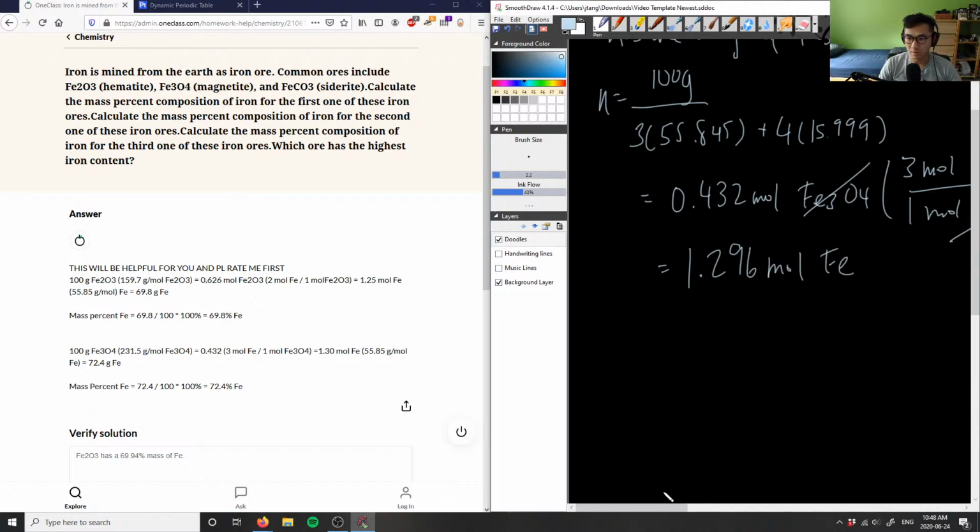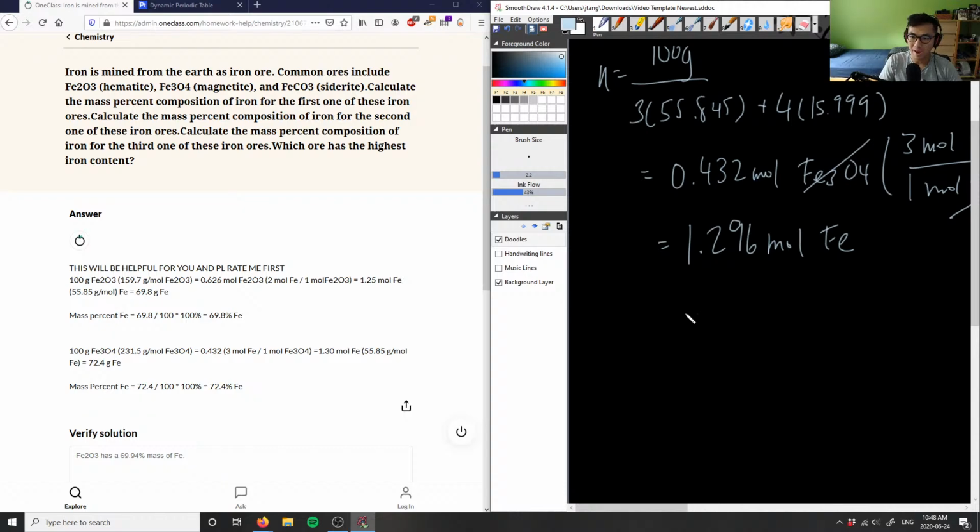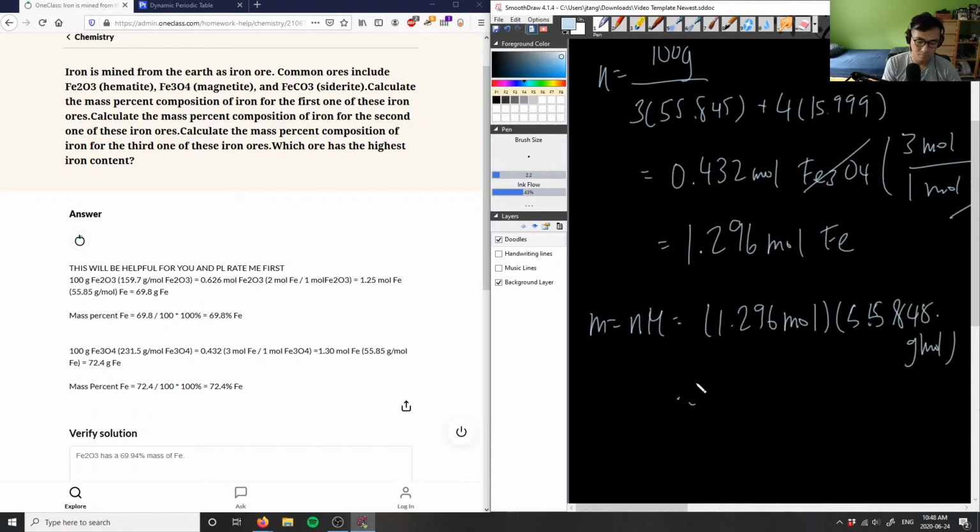And then what we can do is, again, we can convert this back into our mass, right? So we have, again, mass is equal to moles times molar mass. So we have 1.296 moles times 55.845 grams per mole. This is going to equal 72.35 or 72.360.